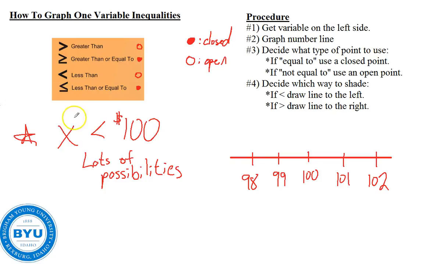Okay, good. So in this one, if I'm graphing x is less than 100, I'm going to put an open dot on 100. Open dot because it's not equal to. You then need to decide which way to shade. If it's less than, you go to the left, and if it's greater than, you go to the right. So this is less than, and so I'm going to shade to the left here because I know all the possibilities in my bank account are less than 100, and this is how I represent it graphically.